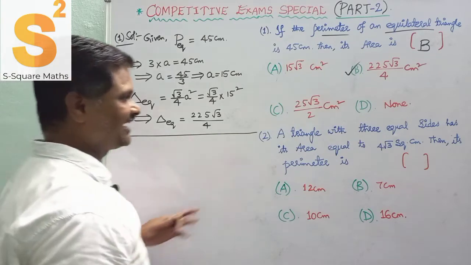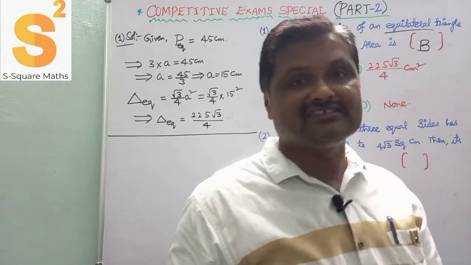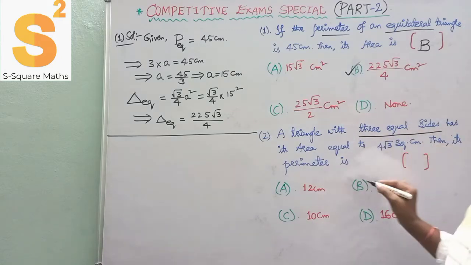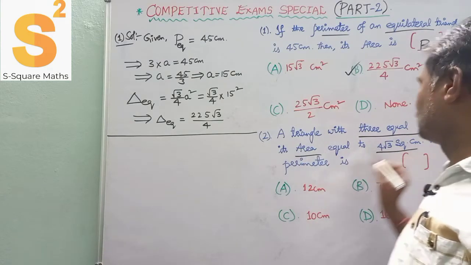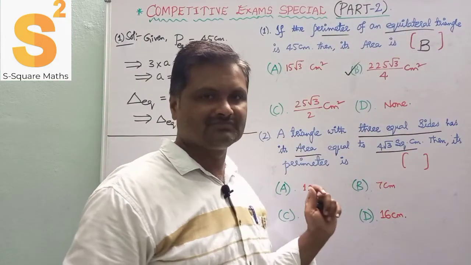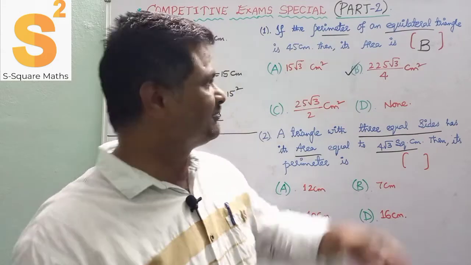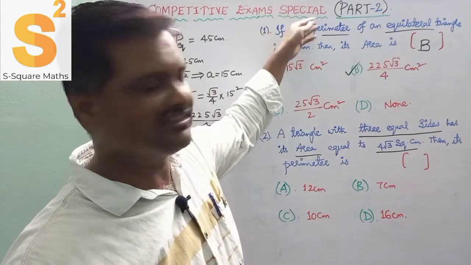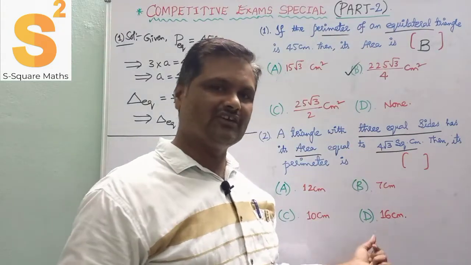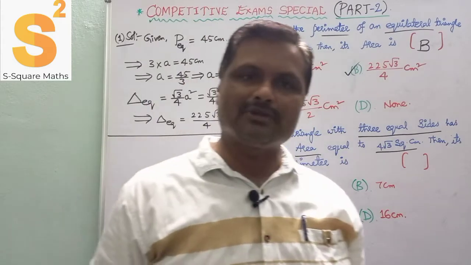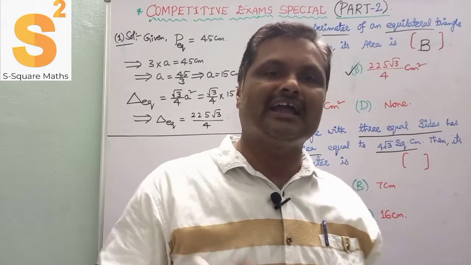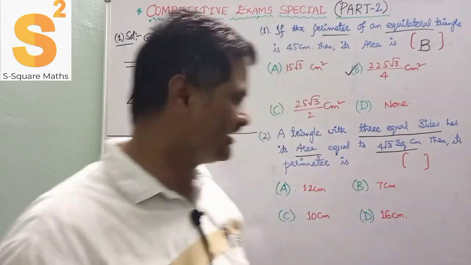Now second problem, a triangle with three equal sides, instead of saying equilateral triangle, three equal sides, has its area equal to 4 root 3 square centimeters. Then we have to find out its perimeter. So if you observe carefully, in the previous case a perimeter is given, then we have to find out its area. Now here area is given, then you have to find out its perimeter. So these two problems are connected to area and perimeter of equilateral triangle. So let us follow now.